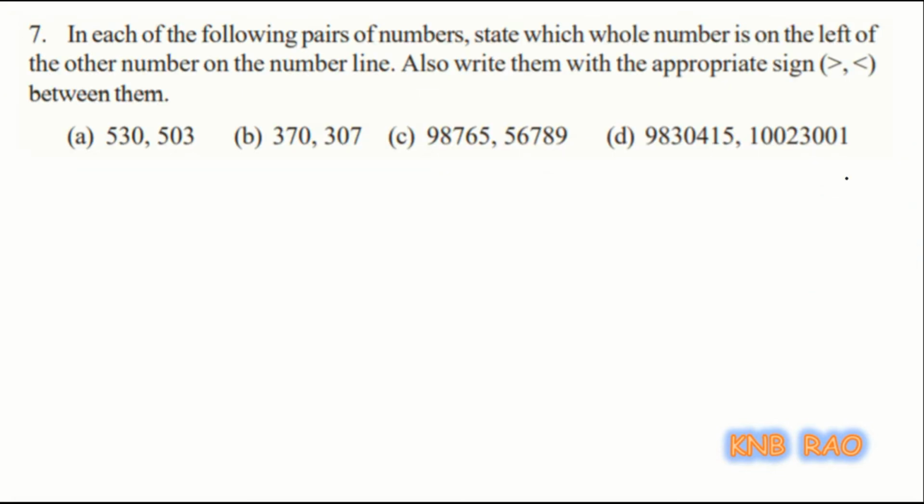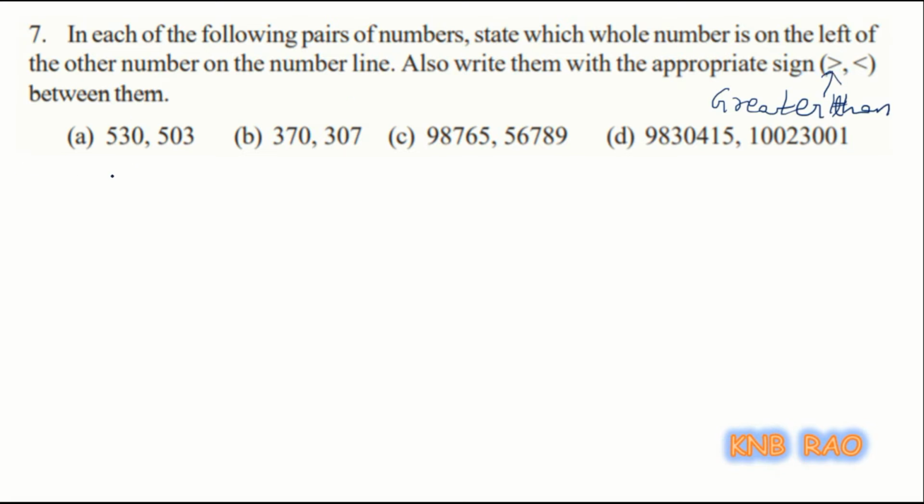In the 7th question, in each of the following pairs of numbers, state which whole number is on the left side of the other number on the number line. Also write them with the appropriate sign. This is read as greater than. So the other will be smaller than or less than. So these appropriate symbols are to be used.